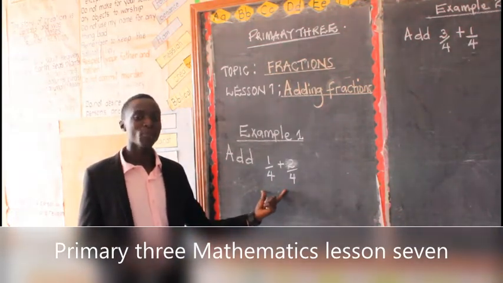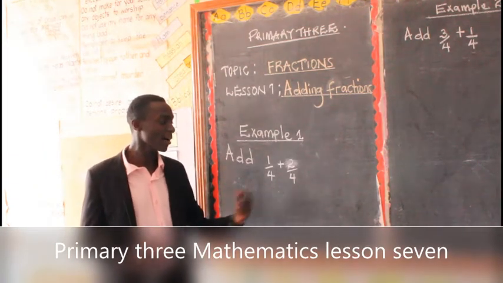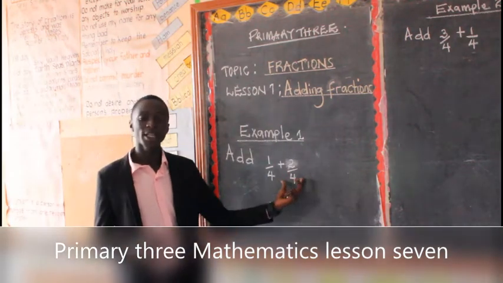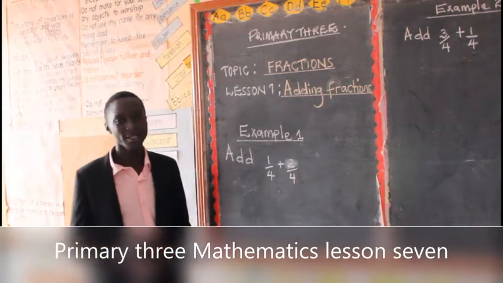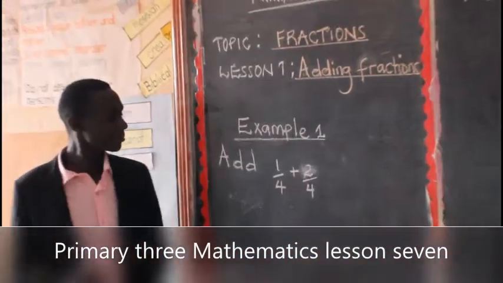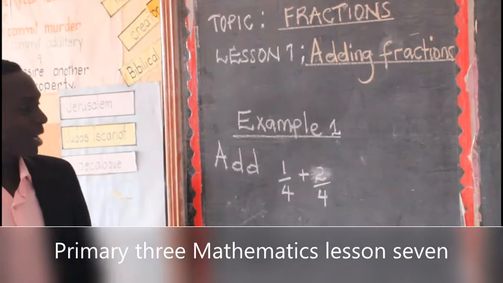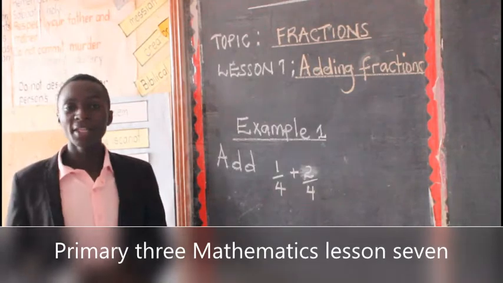You remember last time we looked at 1 out of 4, how we can read it, and we say this is a quarter, plus 2 out of 4, whereby we can also read 2 out of 4 as 2 quarters. So we can start doing the working here. I want you to be attentive, my dear children. How are we going to solve this number?